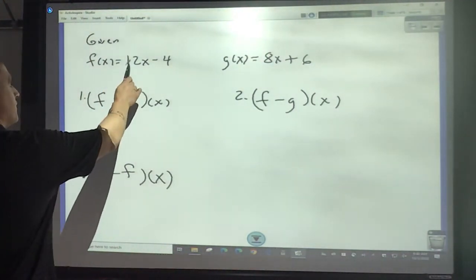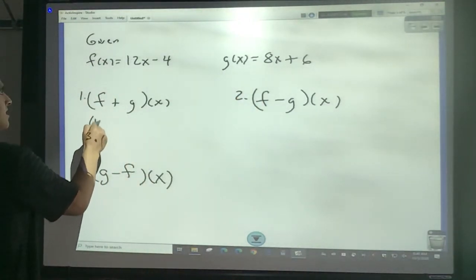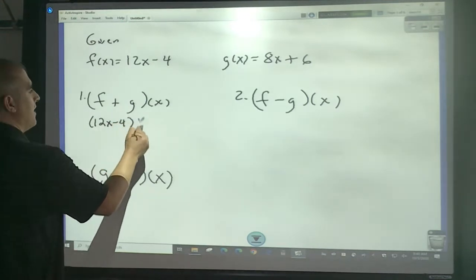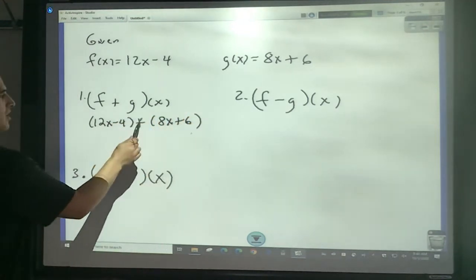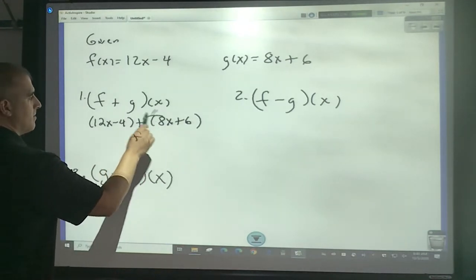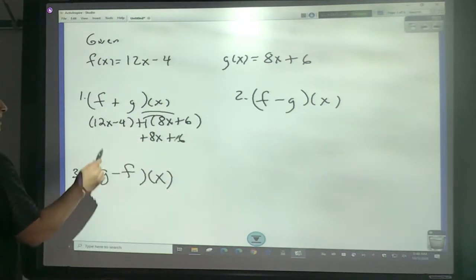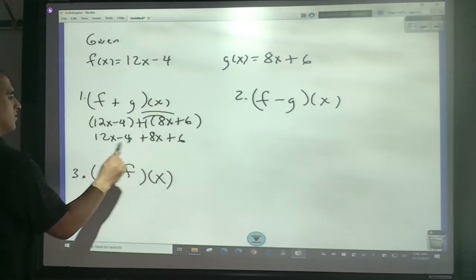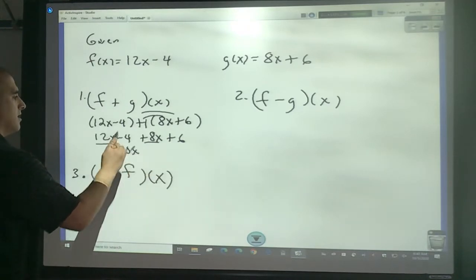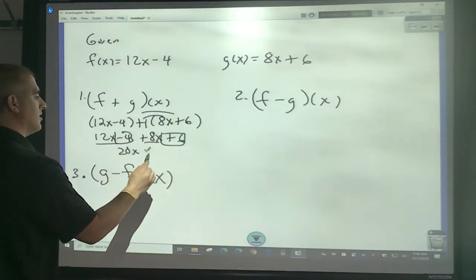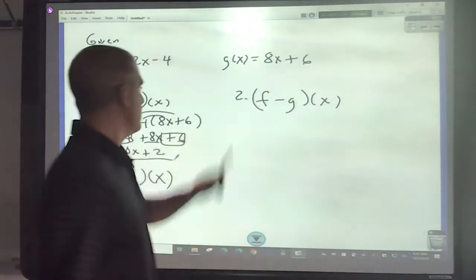Let's say you had these two functions, f of x and g of x. What this means is I would add f of x plus g of x, okay? Just got to be careful with your like terms. If you distribute, it makes it a little easier. That's going to be 8x and 6, so I treat that like a positive 1. 12x minus 4, okay? My like terms, 12x and 8x would be 20x, and then negative 4 and 6 would be 2. That'd be my answer there.